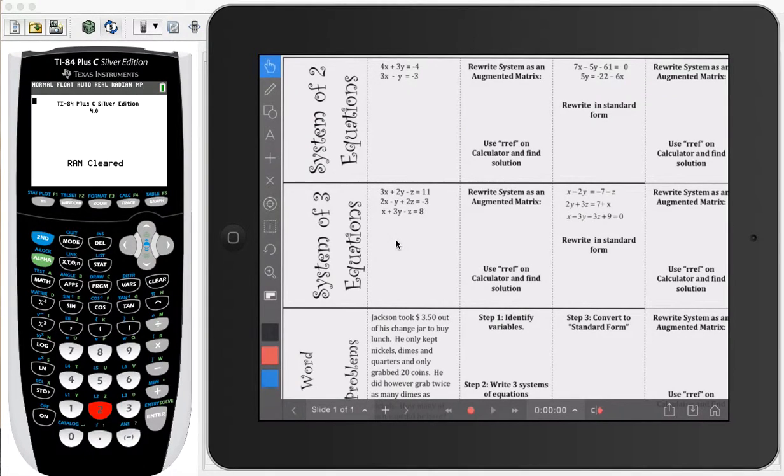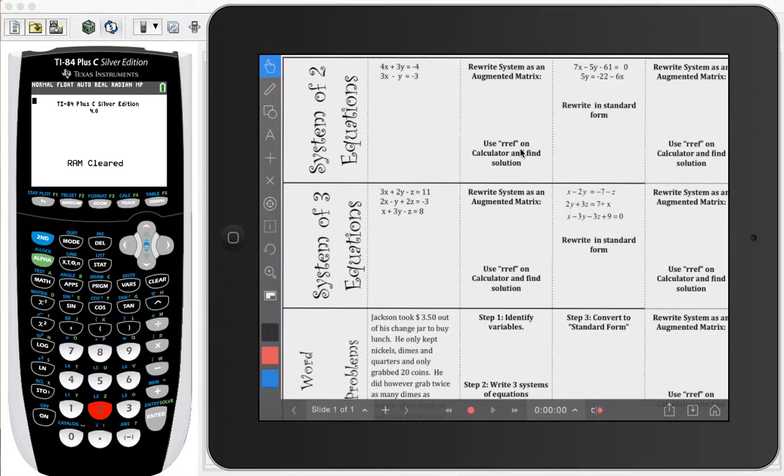In this lesson, we're going to be working on solving a system of equations, whether two equations or three equations, using an augmented matrix on the calculator. In other words, using RREF, which stands for Reduced Row Echelon Form. So how do we do that?